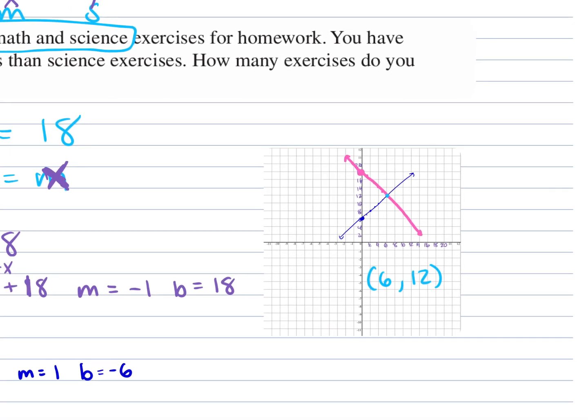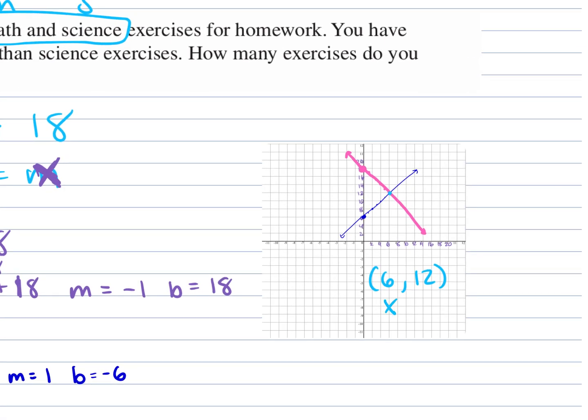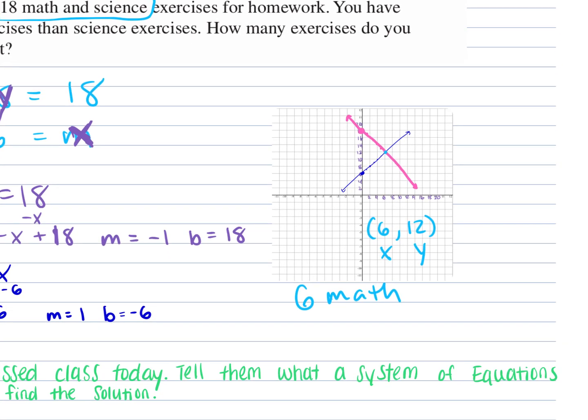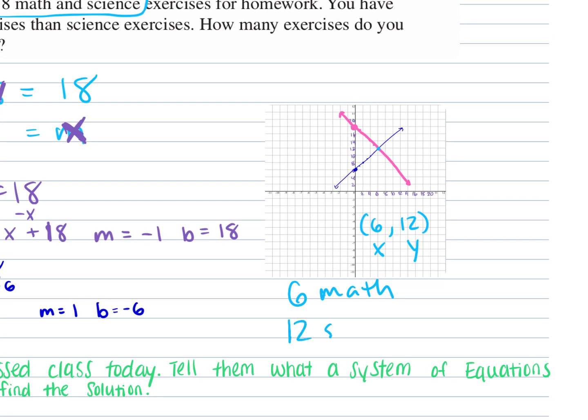Now 6 is our x, and 12 is y. But what did I label as my x? Math or science? Math. So how many math exercises do I have? So 6 math. And how many science? 12 science. So that would be my answer.